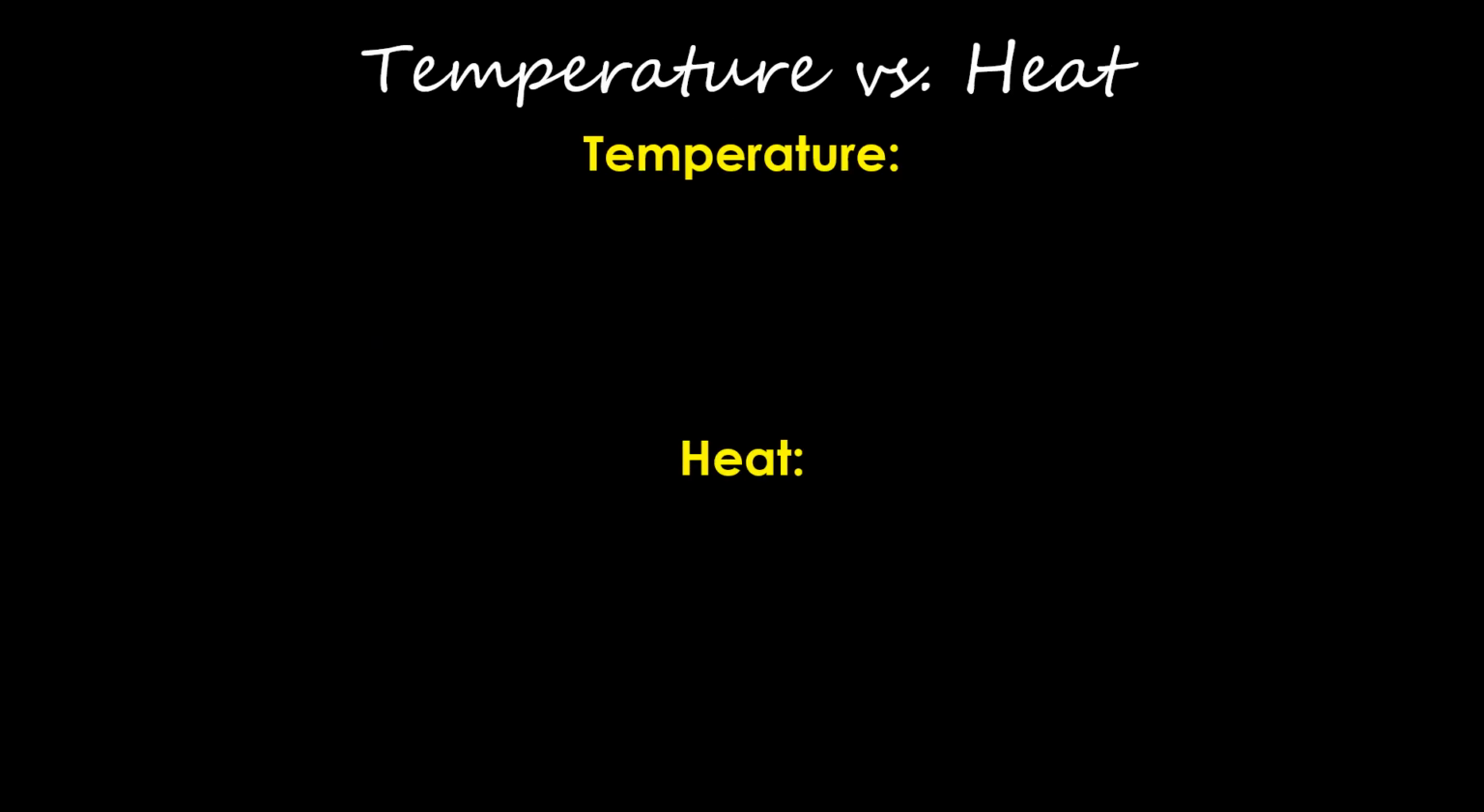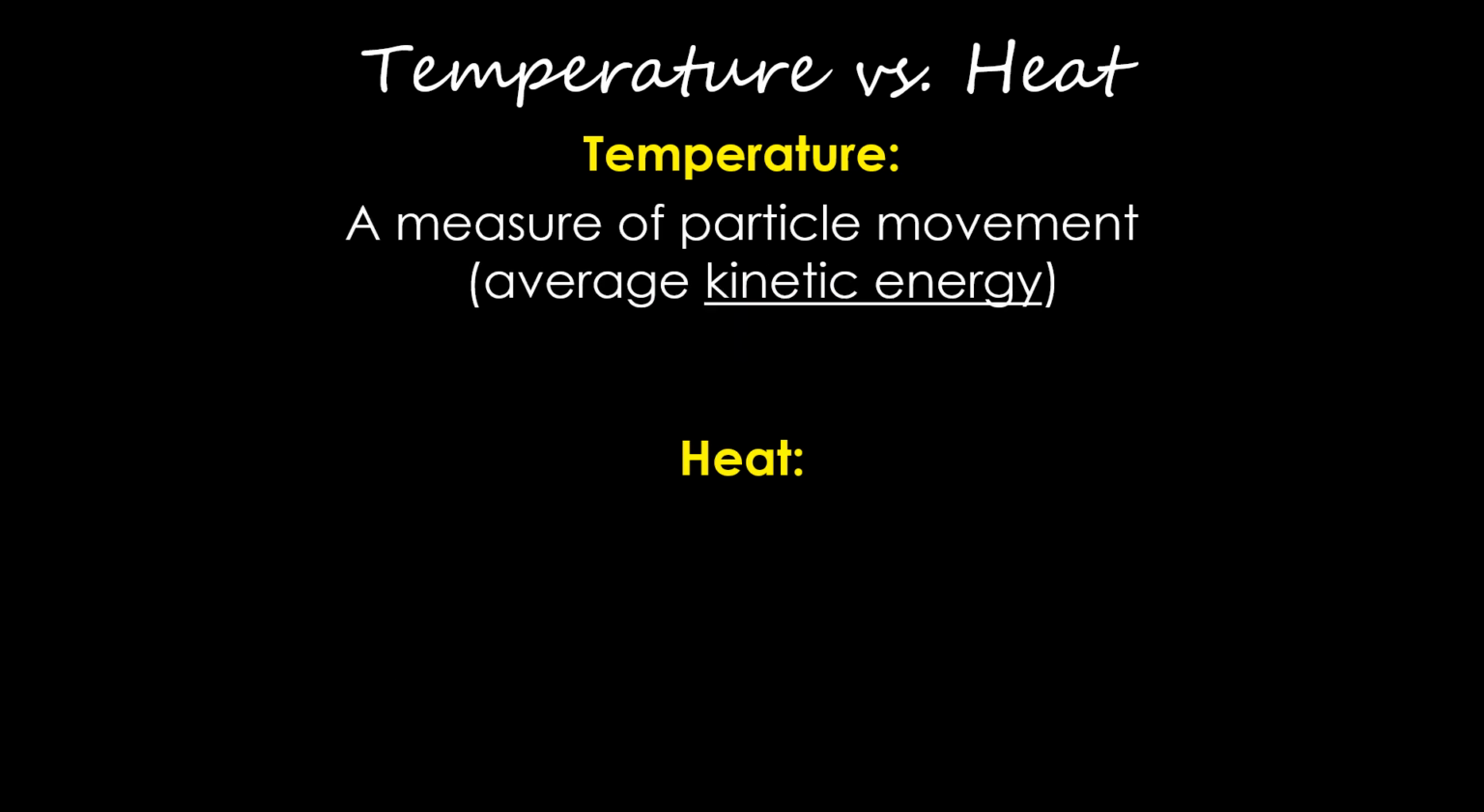Okay, now we're going to explore a little bit more on temperature versus heat itself. So how do we have this difference between them and what's involved in each? Temperature, remember, is that measure of particle movement, that average kinetic energy, how fast those particles are moving. And it's an average. Not every particle is moving the same speed. Some are moving faster, some are moving slower, but that average is what our temperature shows us. So when we look at temperature, it is only dealing with the movement of the particles.